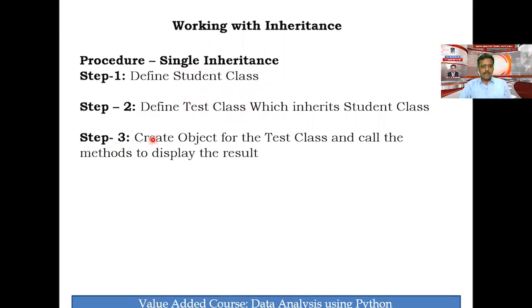In step 3, we are going to create an object, not for the student class but for the test class, and we can call the methods of the student as well as the test class. This type of inheritance we call single inheritance.